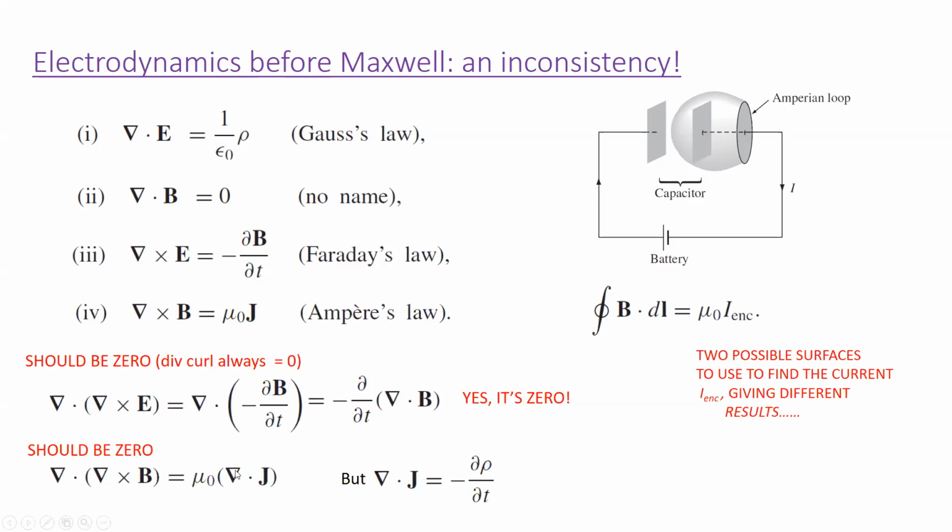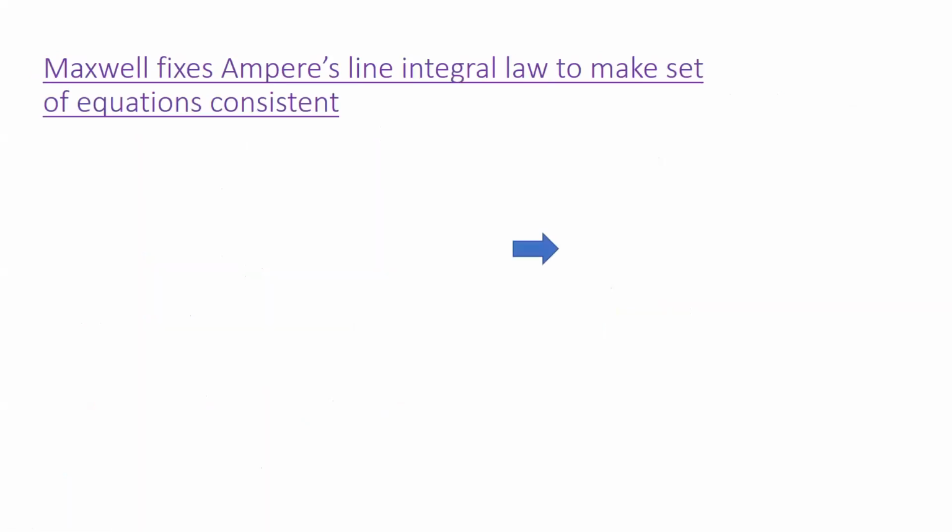And so physically, we have an equation whose right-hand side is not 0, but mathematically the left-hand side should be 0. So that's the inconsistency. We have the physical inconsistency and also the mathematical inconsistency. And so Maxwell thought about this and thought that he needed to fix Ampere's line integral law to make the whole set of equations consistent.